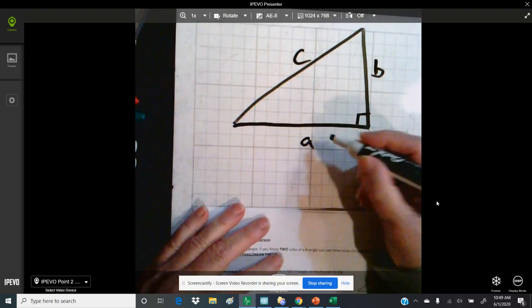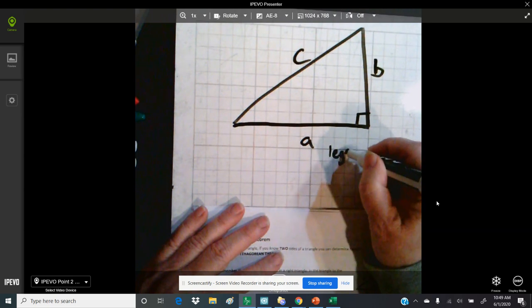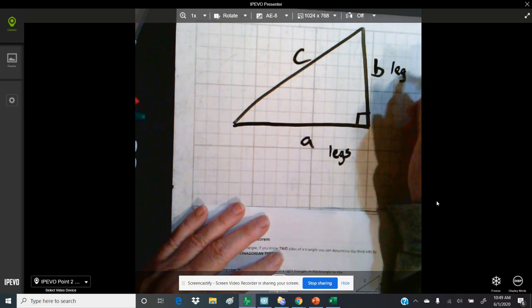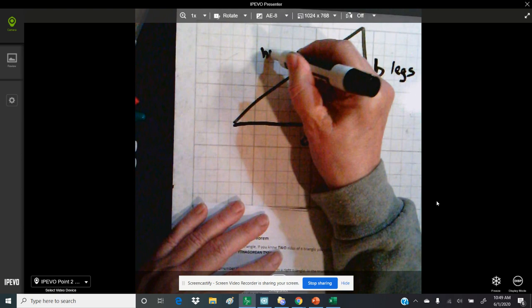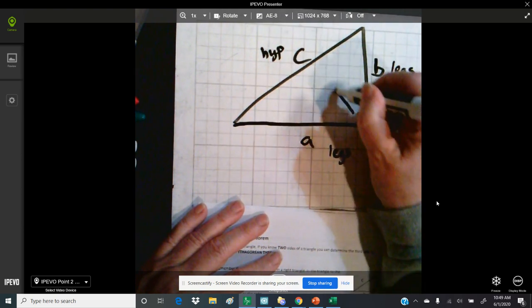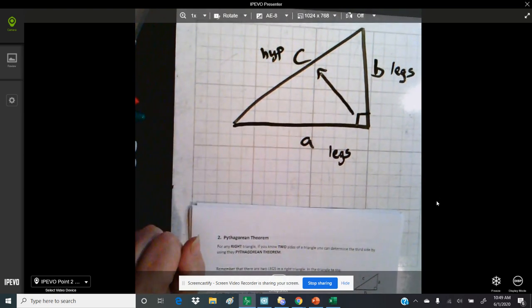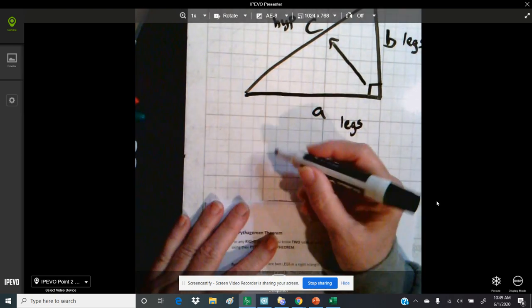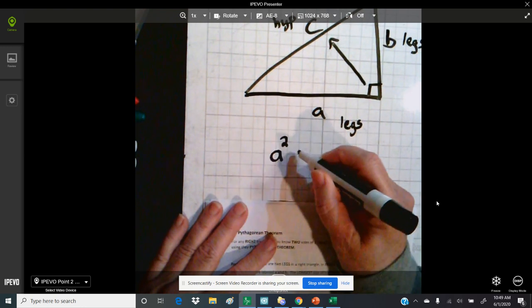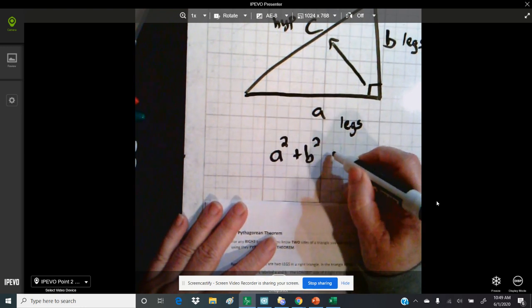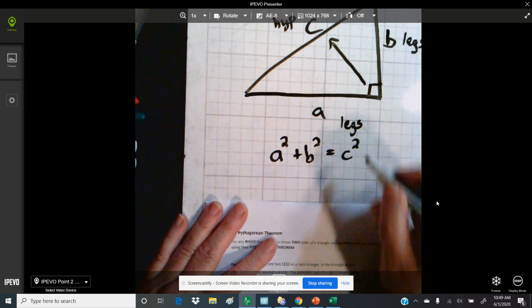A and B are called legs. The two sides that are joined by the right angle are called legs. And this is, of course, your hypotenuse. The hypotenuse is always opposite the 90-degree angle. It is also always the longest side of the triangle. And the Pythagorean theorem states that a squared plus b squared always has to equal c squared.